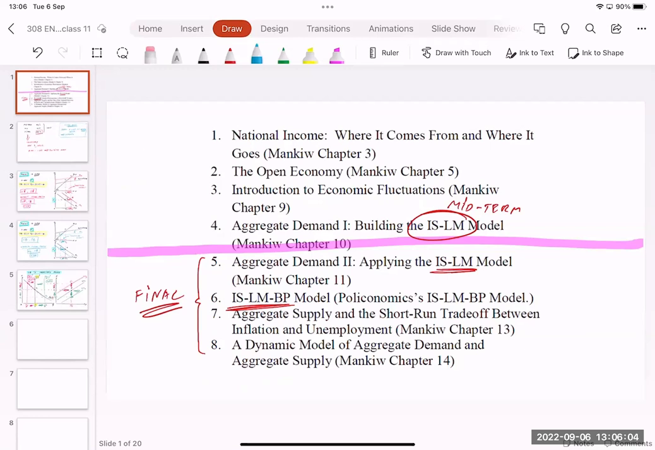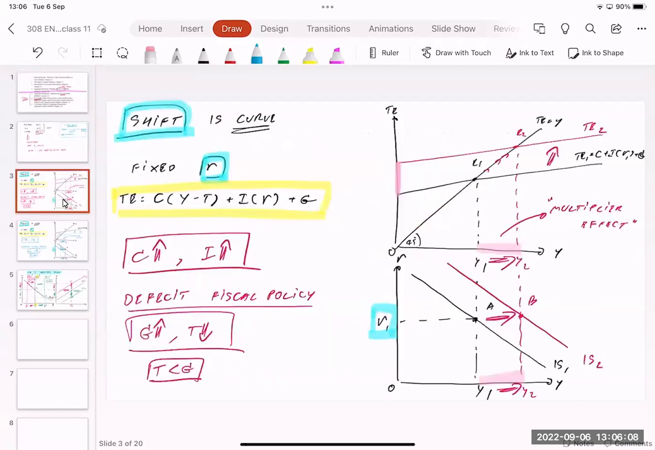Okay, so let's go to the next one. You can see that if total expenditure is increasing, TE1 shifts up to TE2, which has an effect on the IS curve. The IS curve is going to shift to the right from point A to point B, and the GDP is going to increase a lot from Y1 to Y2.